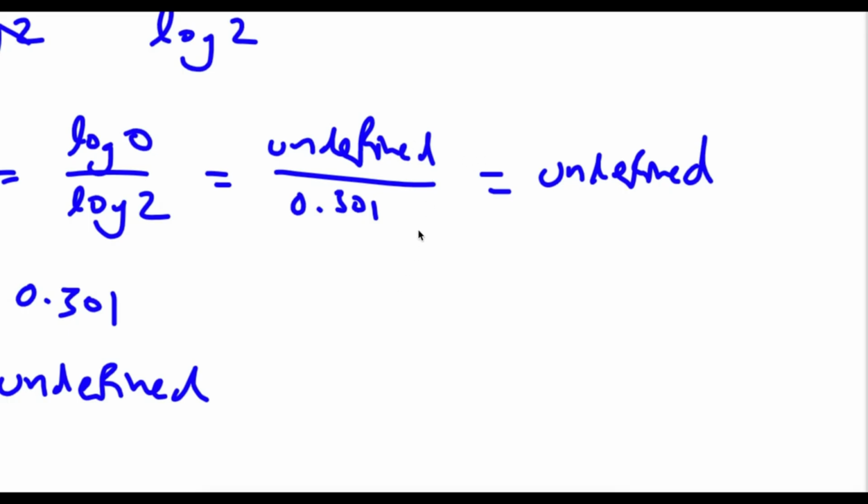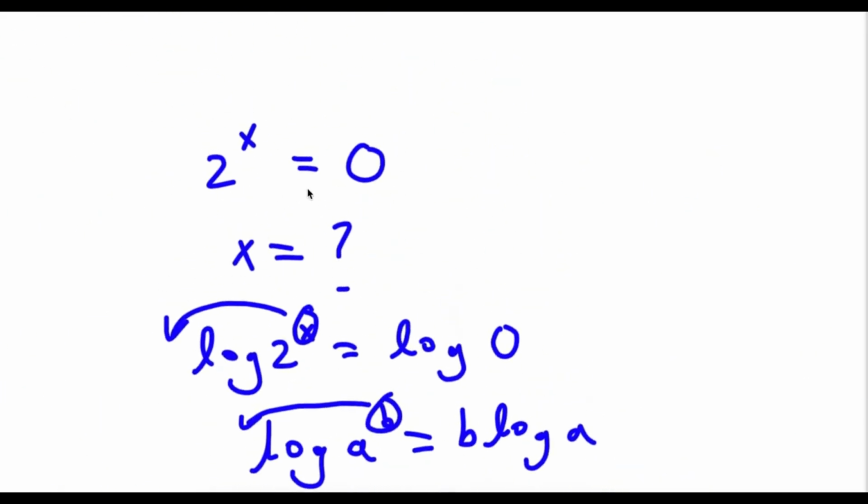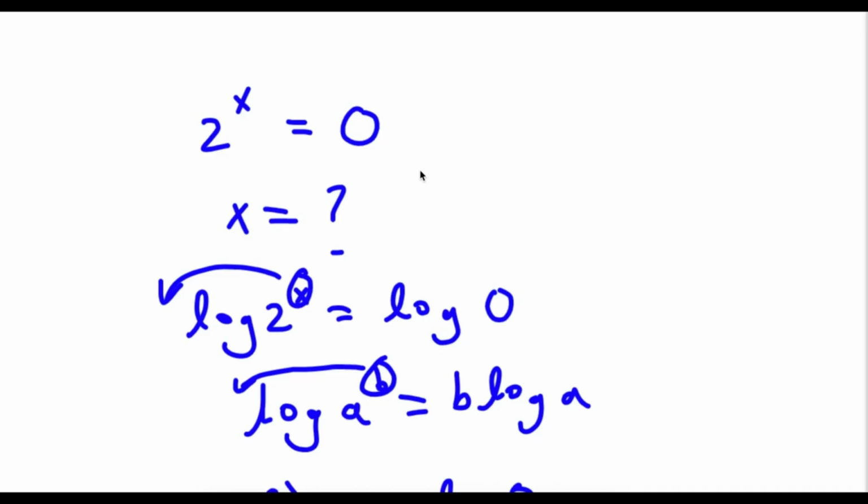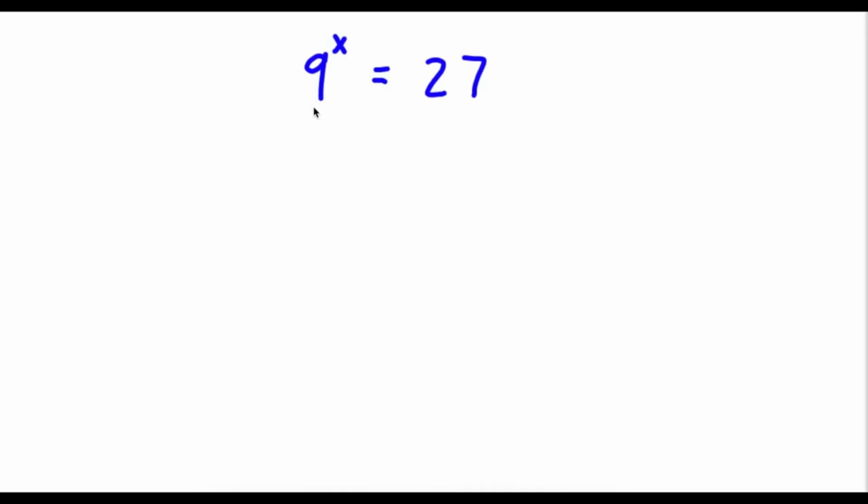Undefined is already undefined, meaning 2 to the power of x equals 0 is undefined. And this actually makes sense because you can't take anything to the power of something and make it equal 0. So that is our answer. So I have 9 to the power of x is equal to 27.